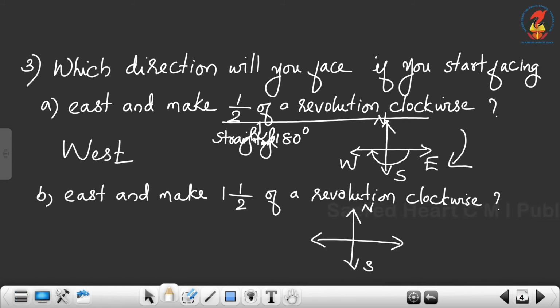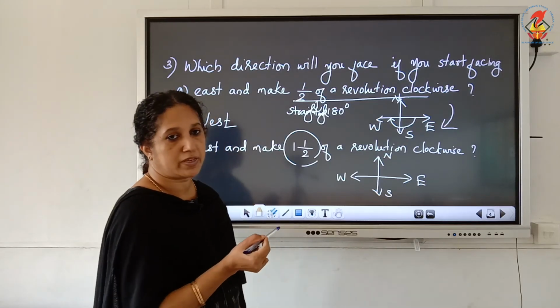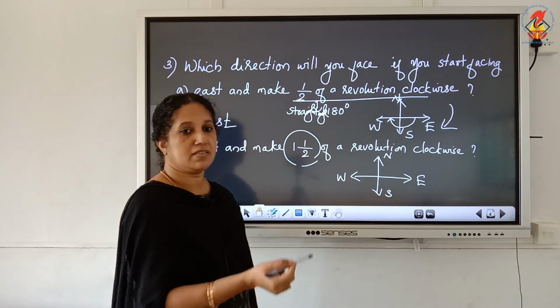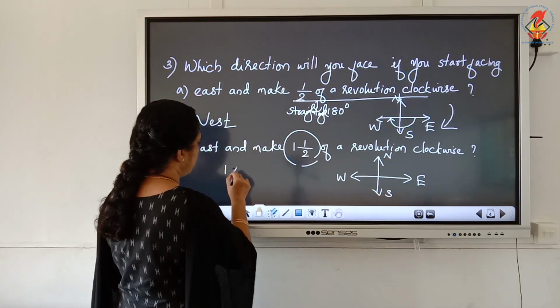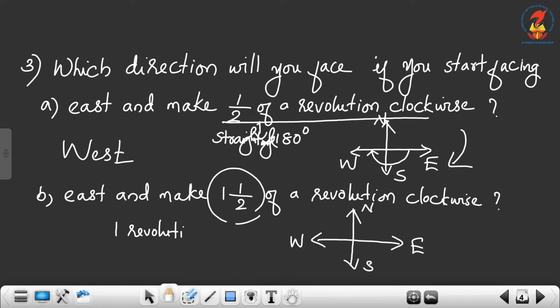Now, next. North, south, west, east. You start facing east and make 1.5 revolutions. What is meant by 1.5 revolutions? 1 revolution plus half revolution.